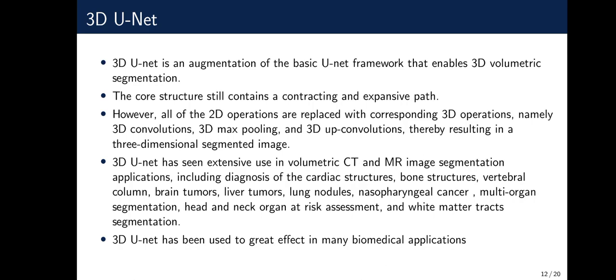This is due to 3D images having many repeating structures and shapes, thereby enabling a faster training process even with scarcely labeled data. And the 3D U-Net has seen extensive use in volumetric CT and MR image segmentation applications, including diagnosis of the cardiac structure, bone structures, vertebral column, brain tumors, liver tumors, lung nodules, nasopharyngeal cancer, multi-organ segmentation, head and neck organ-at-risk assessment, and white matter tract segmentation.